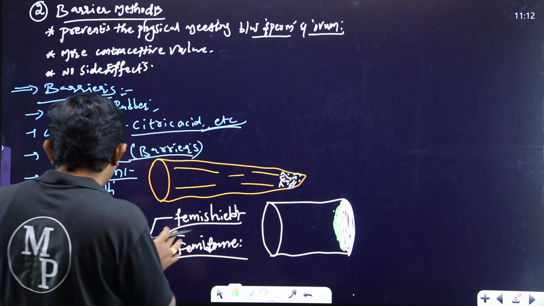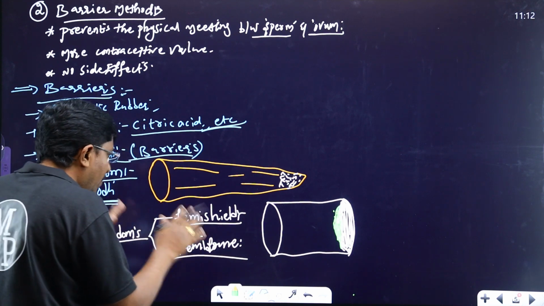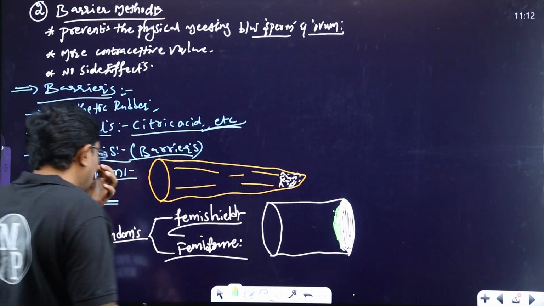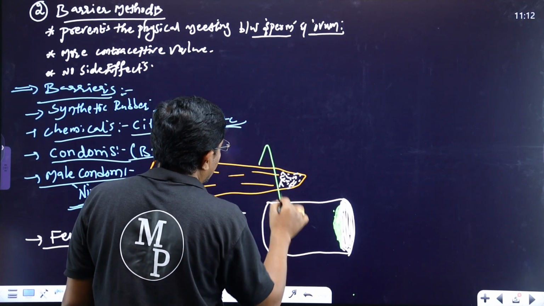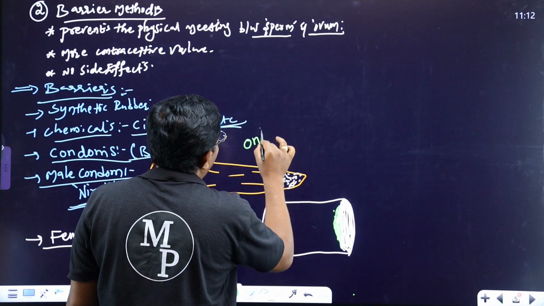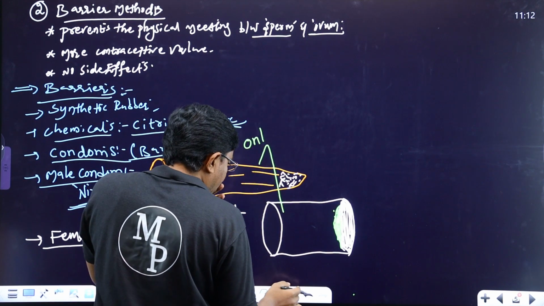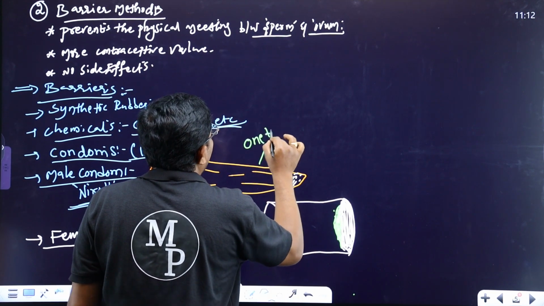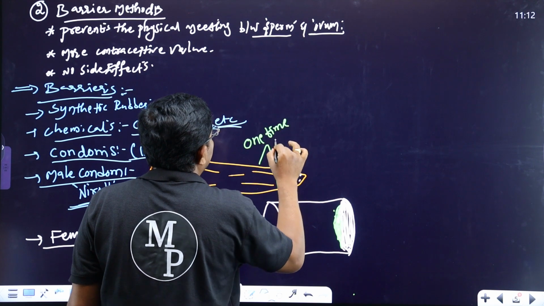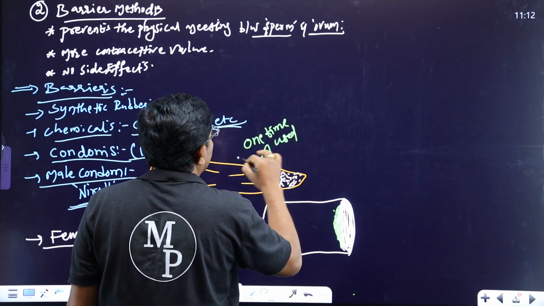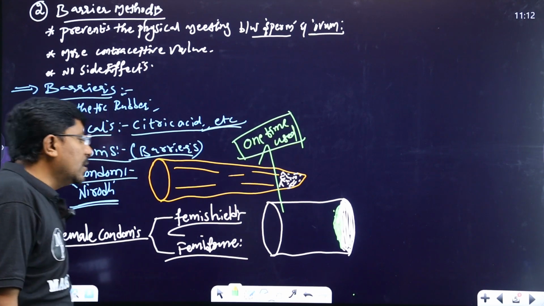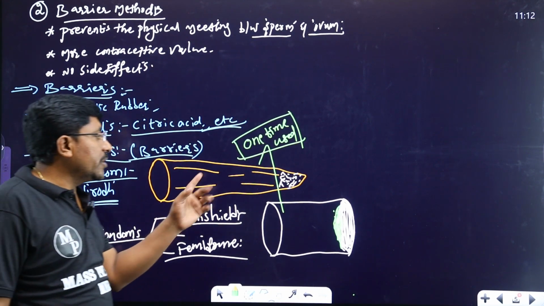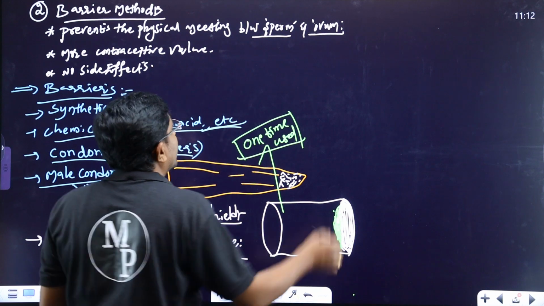Understood? These are the barrier methods, and these two types of barrier methods are single-time used. They are use-and-throw, single-time usage condoms.